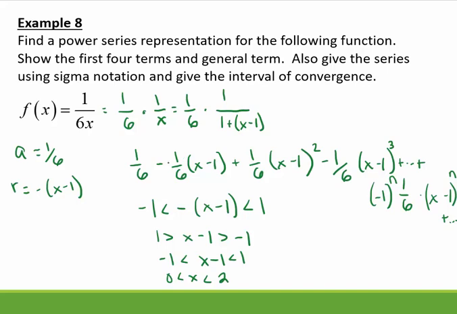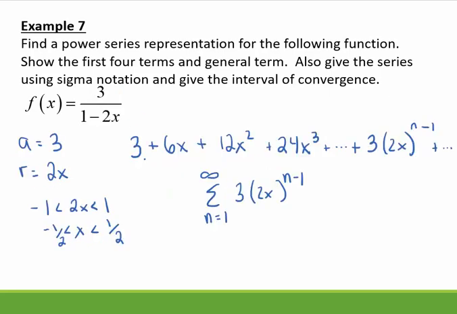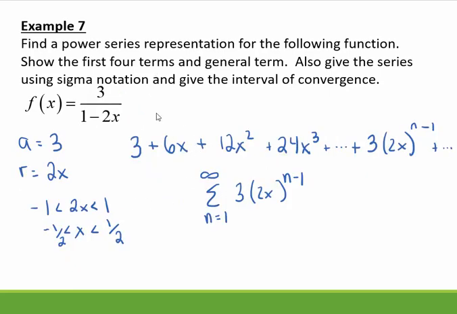Notice a few differences in this one compared to this one and this one. Notice how I wasn't adding anything in here, so my center was 0. What's the number that's halfway in between negative 1 and 1? Well, that's 0. Now here, same thing. Notice how I wasn't adding or subtracting anything, so my center is 0. What's halfway in between negative 1 half and 1 half?